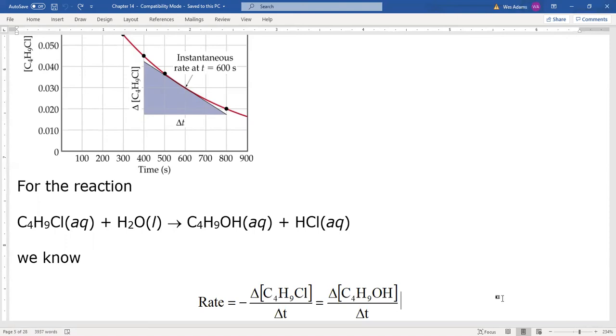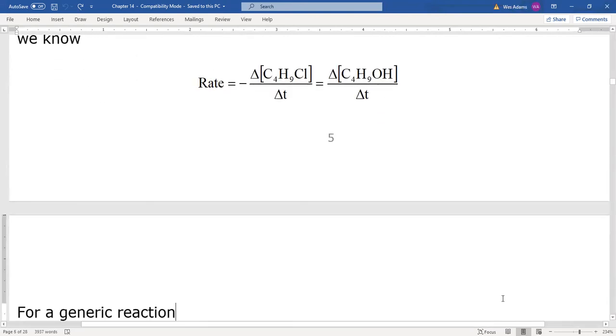So we need to be able to get the same number for the rate, regardless of which reactant or product I choose to actually calculate that. Because I don't want to get a different answer just because I pick an experimentally convenient reactant or product. I need to get the same answer regardless of what I pick.